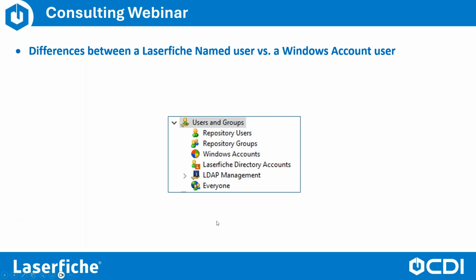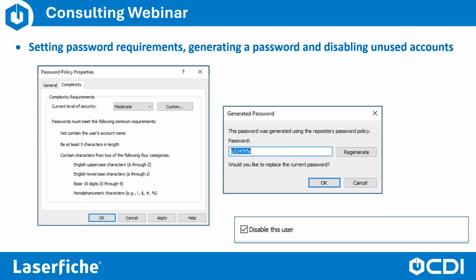The next subject we'll go ahead and take a look at is setting up password requirements, generating passwords, and disabling unused accounts. Now, this is specific to named users, not Windows accounts. Windows accounts come from Active Directory in Windows and are managed by a different system than Laserfiche. It's managed by the Microsoft Active Directory system and by your IT staff. So your passwords, if you have Windows, are coming from a different place. This is specific to a named user in Laserfiche, or in other words, a Laserfiche only named user. Okay, we'll show you that here in the admin console in just a moment.